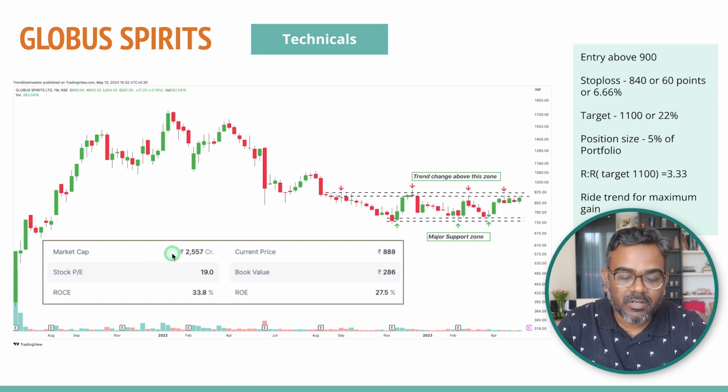This stock is a small cap company, around 2,500 crores. PE is 19, but ROC is 33.8, which is very good. So in terms of valuations, I'm not sure if it's overvalued, but definitely I don't think it's very much overvalued. I think there is potential for this company to do well going forward, purely in terms of technicals. I've not checked the fundamentals of this company.